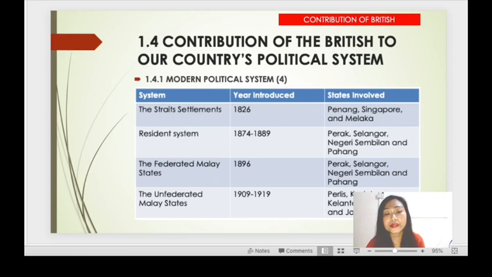Next one, the Federated Malay States, or in Malay, it is called Negeri-Negeri Melayu Bersekutu. It was introduced in 1896, and the states involved are Perak, Selangor, Negeri Sembilan, and Pahang. Next one, the Unfederated Malay States. In Malay, it is called Negeri-Negeri Melayu Tidak Bersekutu. One is Bersekutu, meanwhile the other one is Tidak Bersekutu. So the year introduced was 1909 until 1990. The states involved are Perlis, Kedah, Kelantan, and Terengganu, as well as Johor.